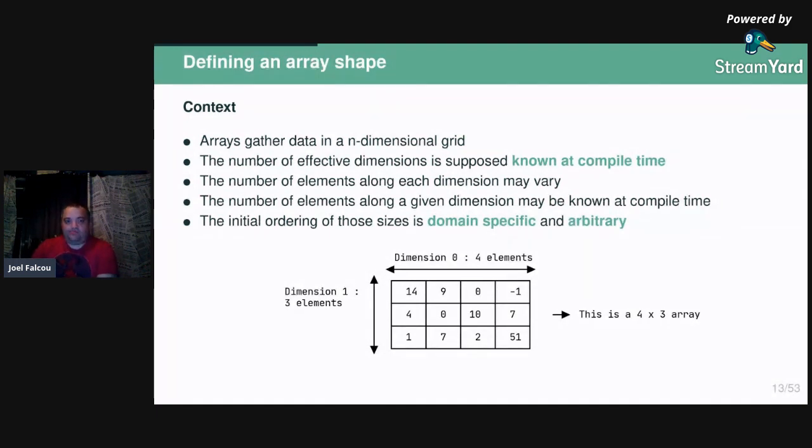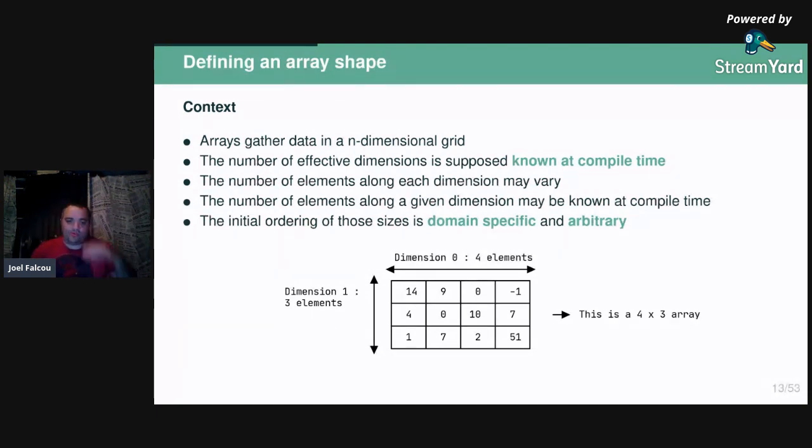And one thing that we need to be clear on is that the initial ordering of those sizes is domain specific and arbitrary. So you may want to deal with images that have rows and columns in this order, or you may do, I don't know, signal processing where you have channels and frequencies or frequencies and phases or whatever. It's not just rows and columns and depth. It's not in any particular order. So we will speak about dimensions by numbering them, so we are not tempted to think about rows or columns and make bad assumptions on that.